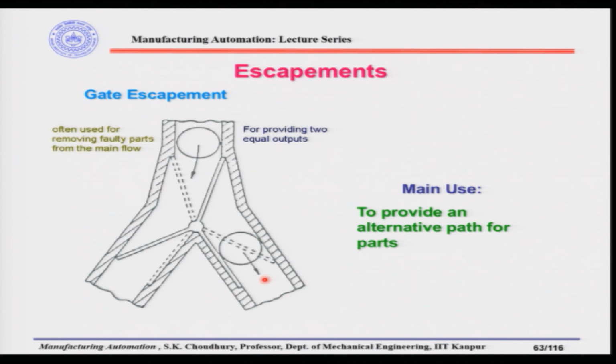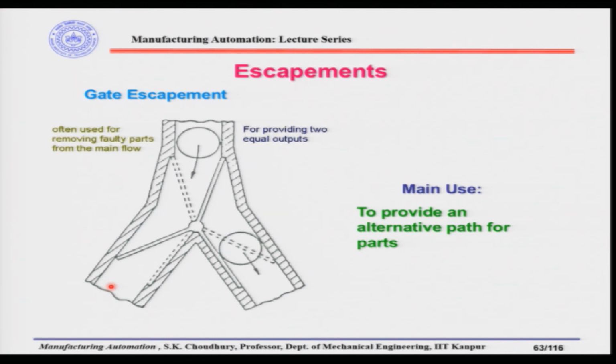So, the sensor and the device will position the star in such a way that this passage is kept open for the faulty parts to go, and all the correct parts will come to the other side after the faulty parts have gone through this passage. The star will come back and block this passage, and it will come to this passage. So, it has different uses.